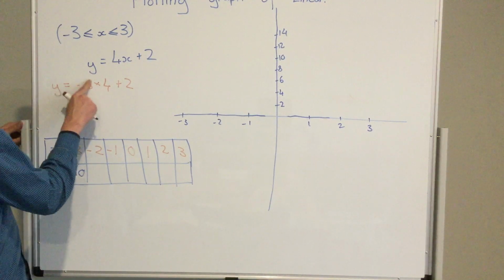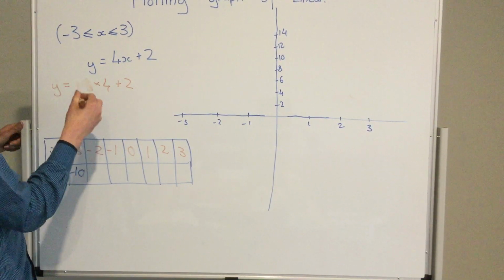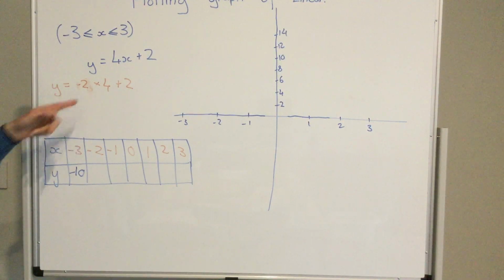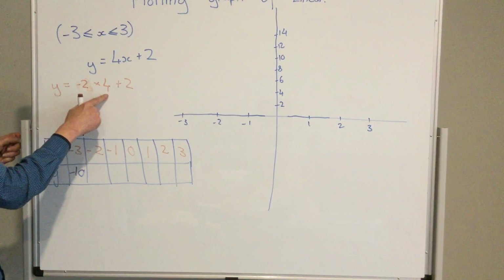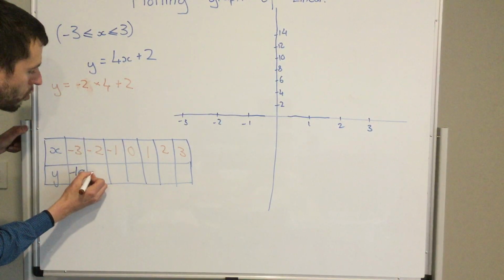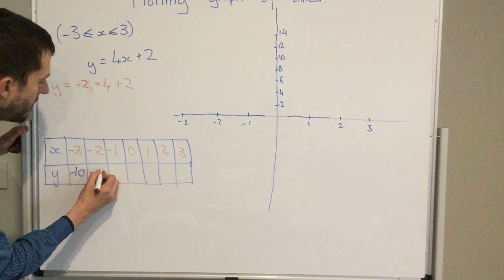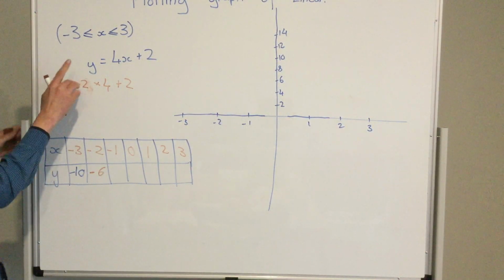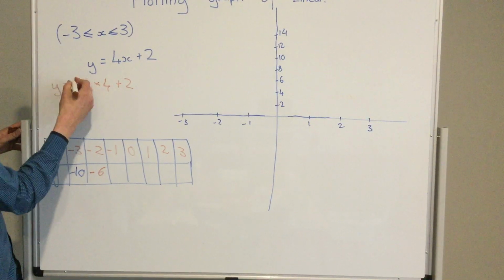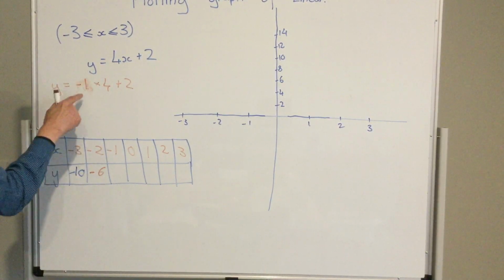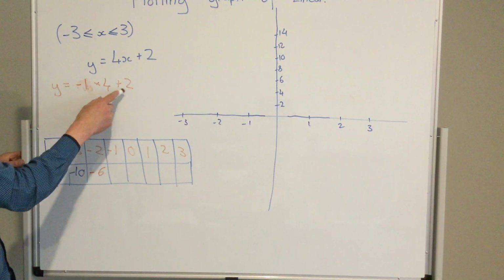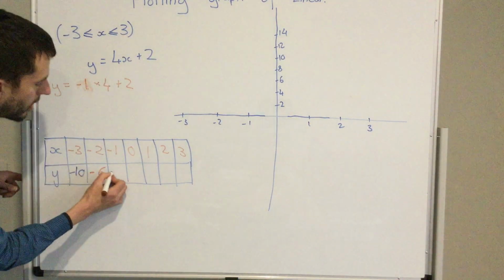So I'm just going to take away that -3 and change it for -2. -2 times 4 is -8. -8 plus 2 equals -6. Let's move on to the changes again, from -2 to -1. -1 times 4 equals -4. -4 plus 2 equals -2.